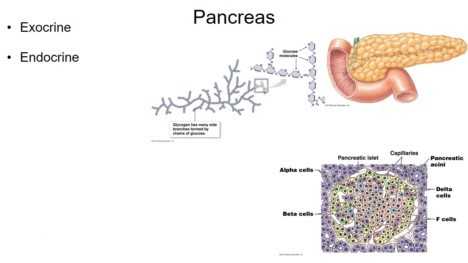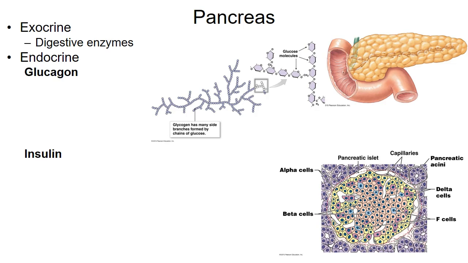So the exocrine is involved with secreting enzymes into the intestines, the digestive tract. And we'll talk more about this when we get to the digestive system. We're going to focus on the islets of Langerhans. Two major cells to know here are going to be the alpha cells and the beta cells. The alpha cells secrete a hormone called glucagon, and the beta cells secrete a hormone called insulin. Okay?